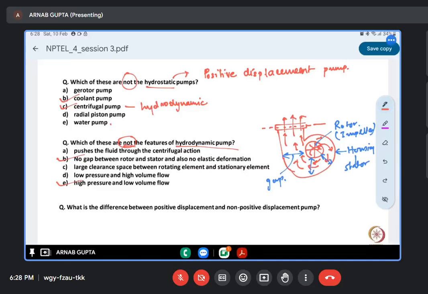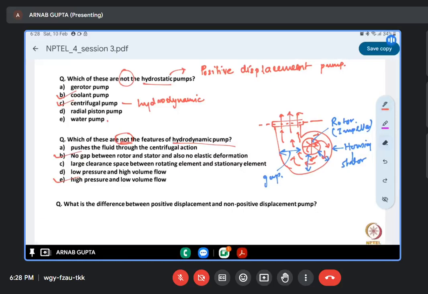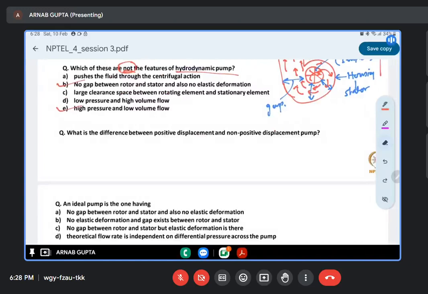Okay. Now coming to the next question. Just now we discussed hydrostatic and hydrodynamic. As I already mentioned, hydrostatic is a positive displacement pump. Hydrodynamic is a non-positive displacement pump. What is the difference between these? How do we identify whether a pump is a positive displacement type or a non-positive displacement type? And according to applications, how do we choose that?